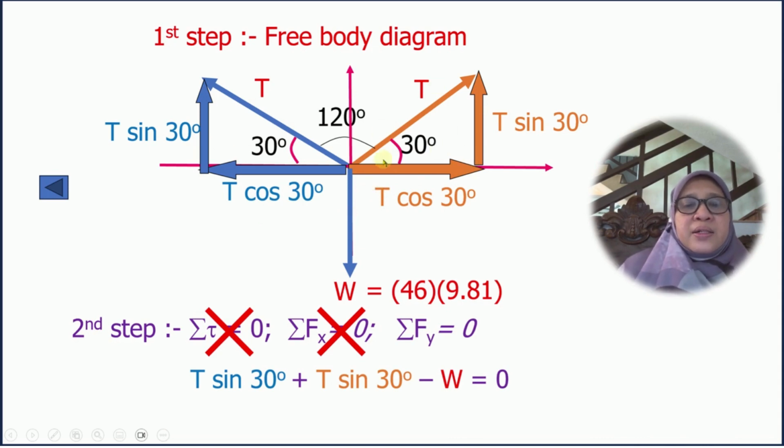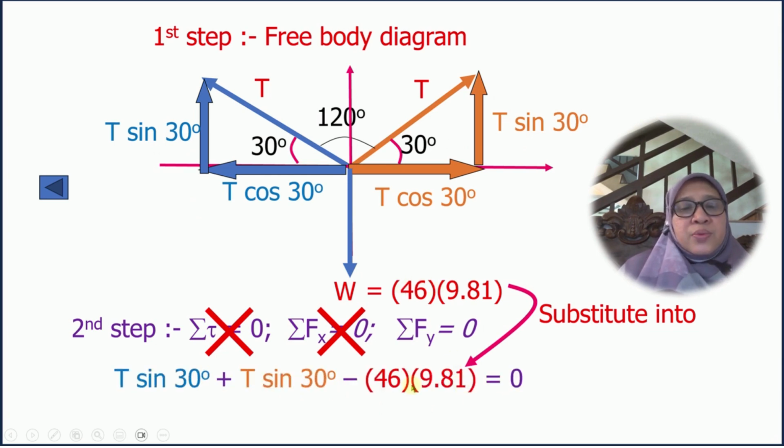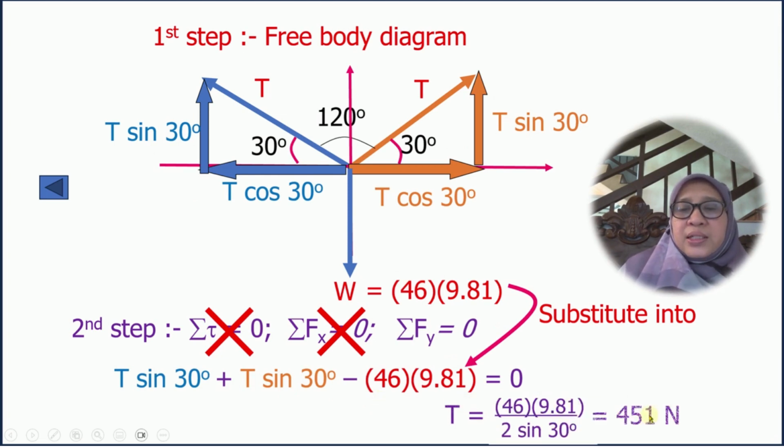And then for the y axis, we have T sin 30 degrees and T sin 30 degrees on the left and right sides. We total them up for the upward direction and then minus the weight in the downward direction, and they are balanced, so it equals 0. Now we can substitute the weight here, so we solve for T. Okay, so the answer is 451 Newtons.